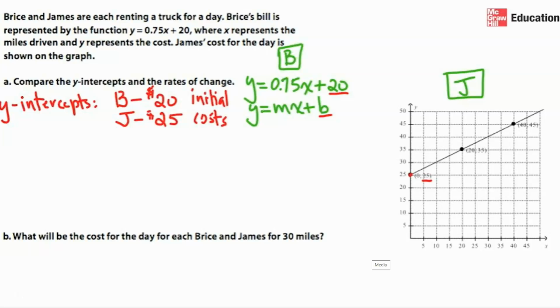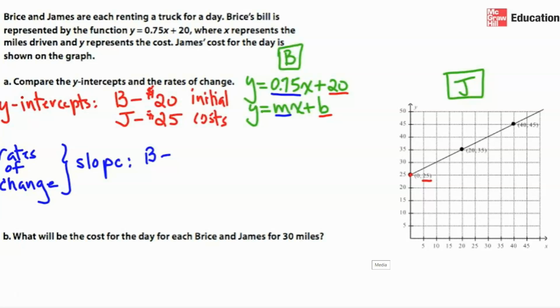The next thing we're asked to do in Part A is to compare the rates of change. The rate of change is the slope. For Bryce, we go back to the equation y equals mx plus b. The coefficient of the x is the slope. So for Bryce, that would be 0.75. Or it costs him 75 cents per mile to rent his truck.